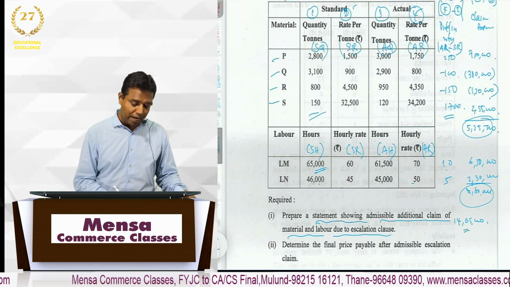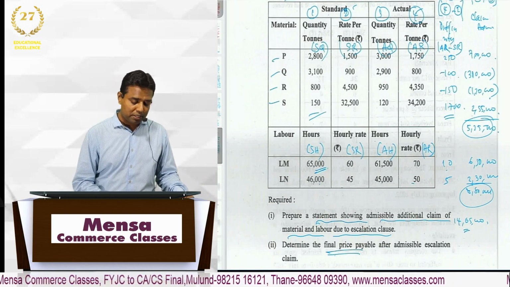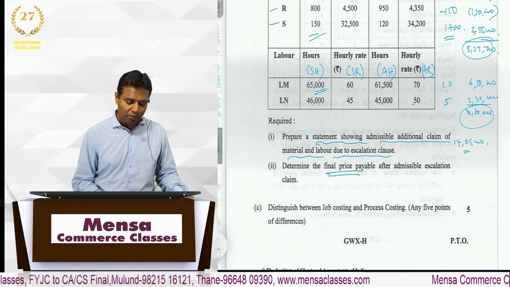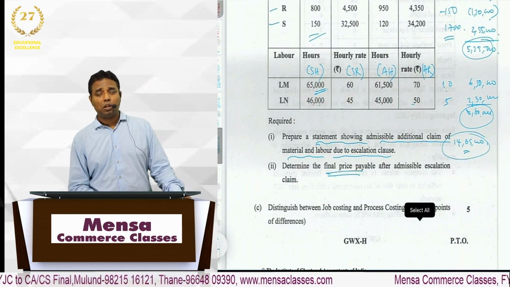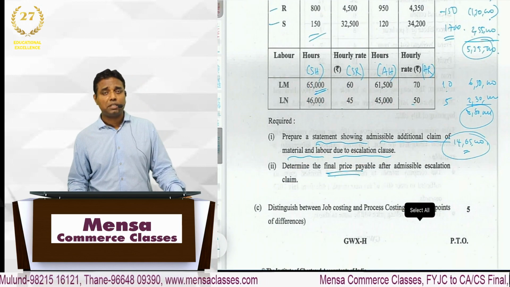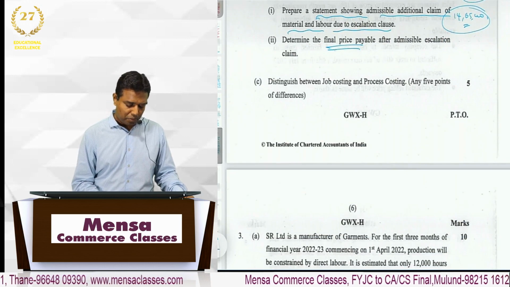To this we will add. They are asking what is the final price. So what was the contract price? The contract price was 250 lakhs. To 250 lakhs you will add 14,05,000, so it will become 264 lakhs and 5,000 rupees, correct? So that will be the part there.